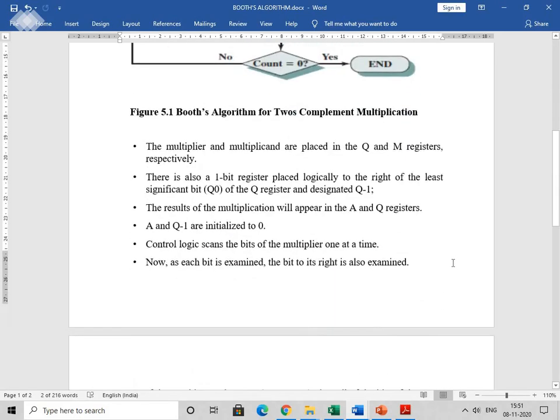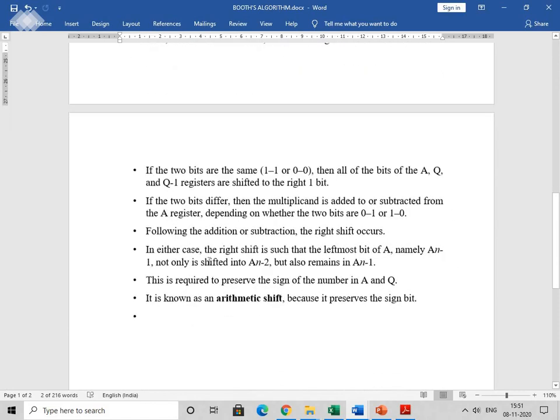Now, one thing you are going to keep in mind is that the right shift is such that the leftmost bit of A, A n minus 1, will be shifted right into position n minus 2, but also this A n minus 1 bit will remain in position n minus 1. So let's see how we are going to apply this flowchart for one of the numericals, 7 into 3. Here both the numbers are positive.